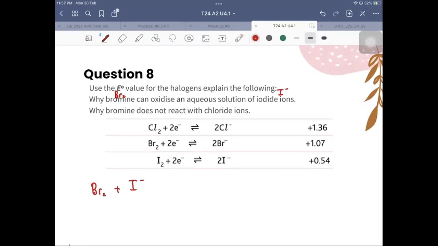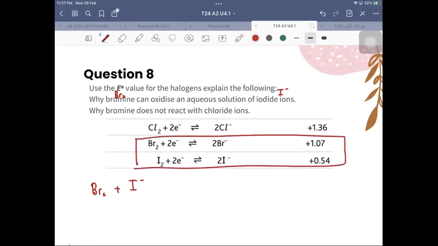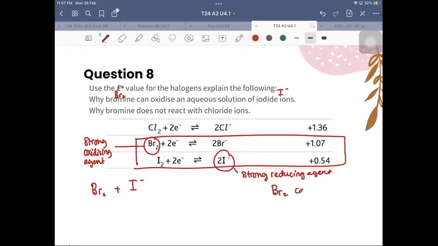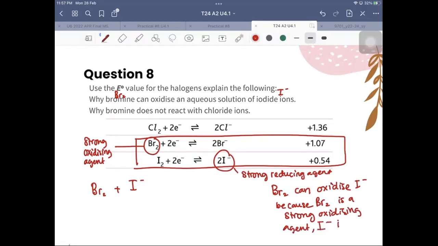Okay, so if we just look at these two equations first for now. We know that bromine is a strong oxidizing agent and I minus is a strong reducing agent. So qualitatively, we can say bromine can oxidize, not reduce, iodide ions because Br2 is a strong oxidizing agent and I minus is a strong reducing agent.